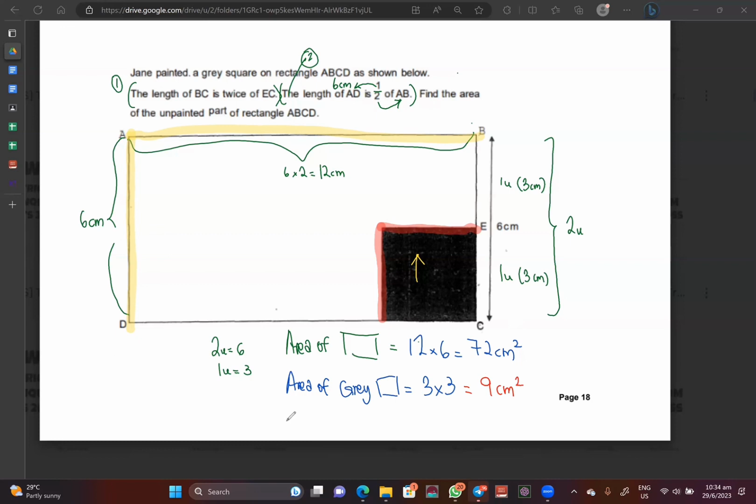And what you want to do is to find the area of the unpainted part. So I will say area of unpainted. The area of unpainted will now be 72, you minus away the gray square, you minus 9, you get an answer of 63 centimeter square.